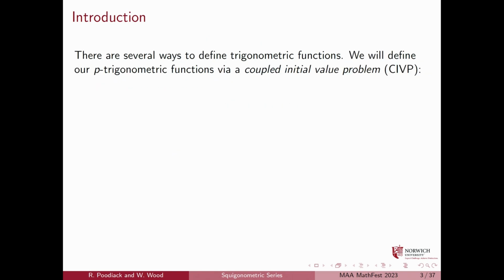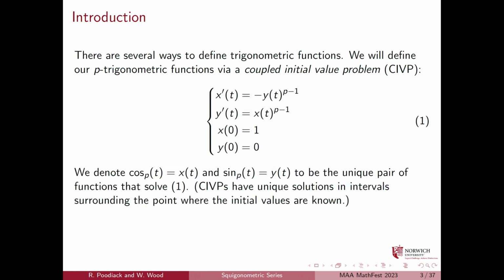There are several ways to define trigonometric functions. The way that we're going to do it this morning is by way of a coupled initial value problem, a CIVP, where we have two functions we're trying to determine, x and y, where x prime of t is going to be equal to negative y of t to the p minus 1, y prime of t is equal to x of t to the p minus 1.